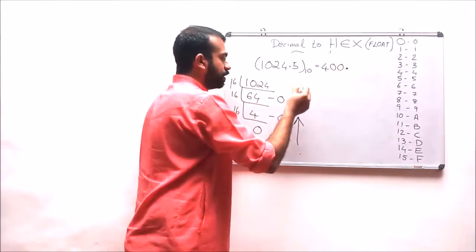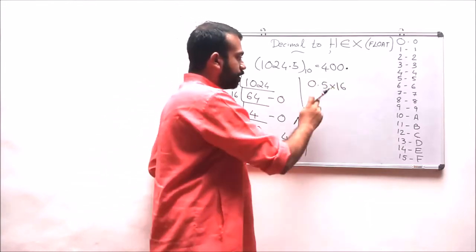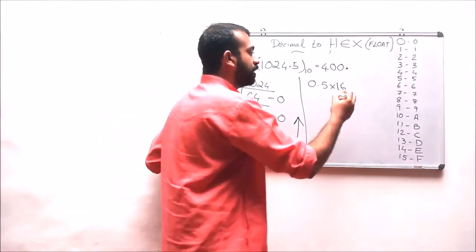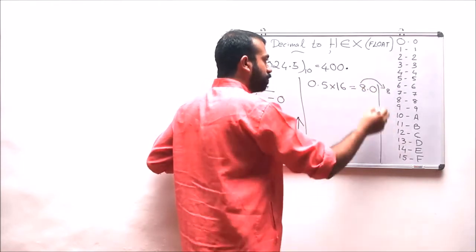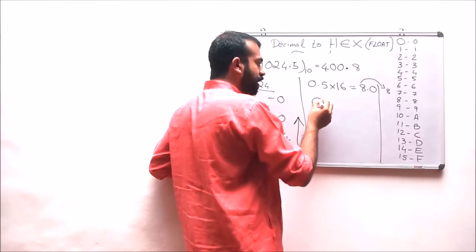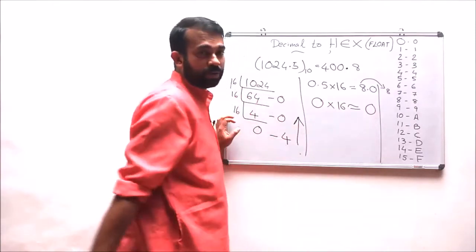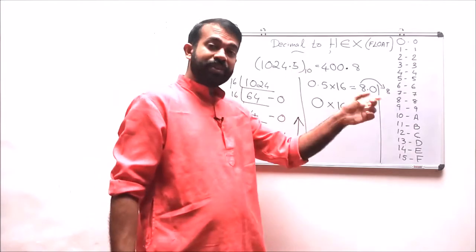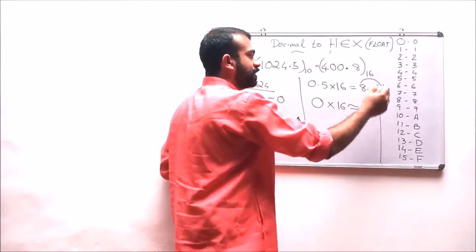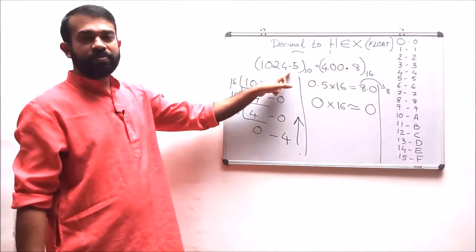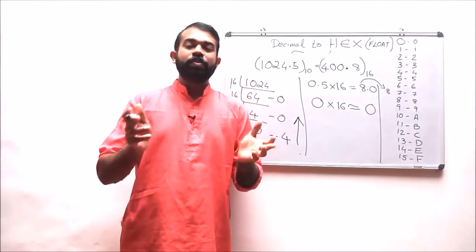In the second portion, consider 0.5 into 16. When 0.5 is multiplied by 16, that will result in 8.0. So this 8 is taken to the answer portion, and the remaining portion is 0.0. That is, 0 into 16 will result in 0. So the process stops in the first step itself. So the final answer is 400.8 to the base 16. The decimal number 1024.5 is equivalent to the hexadecimal number 400.8. My dear students, I hope you understood this topic.